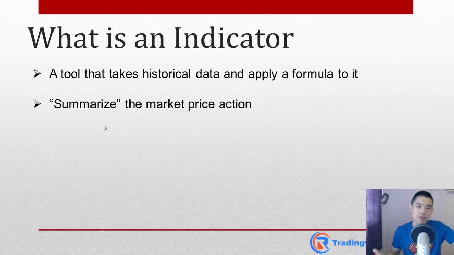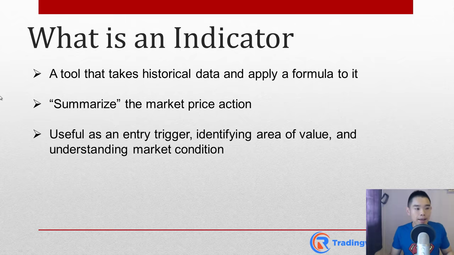If you think about a moving average, what does it do? It simply summarizes the past prices to tell you whether the market is in an uptrend, range, and so on. So an indicator gives you a quick summary of what's going on in the market. It can be used as an entry trigger, to help you identify an area of value, and to help you understand market conditions.